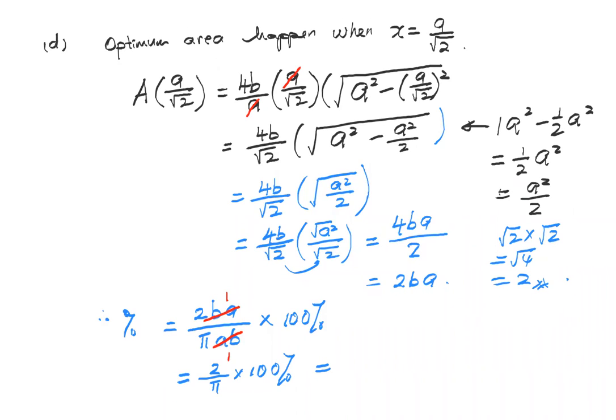Because pi is 3.142, 2/3 is 0.667. So what is the answer? Okay, 63.7%.